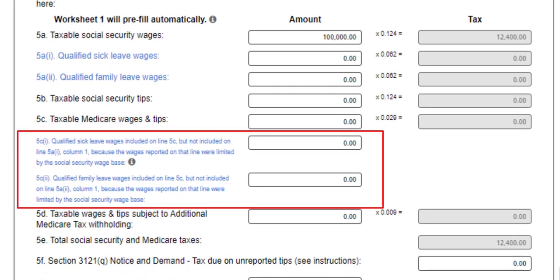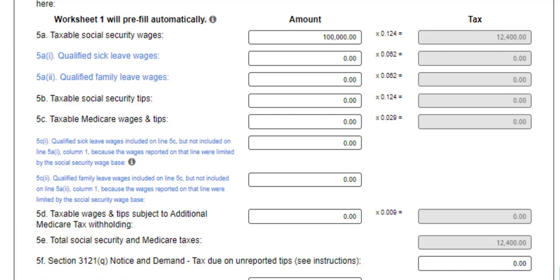Also, for clarity, from your employee's perspective, both these amounts are wages subject to federal withholding, the employee's share of Social Security, and Medicare taxes. The amounts also count as wages for 401k plans. For this example, I'll add $2,000 in qualified sick leave and $3,000 in qualified family leave wages, using different numbers to help differentiate. Line 5B, taxable Social Security tips.